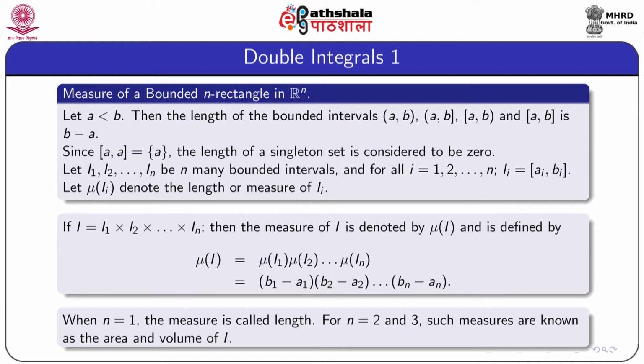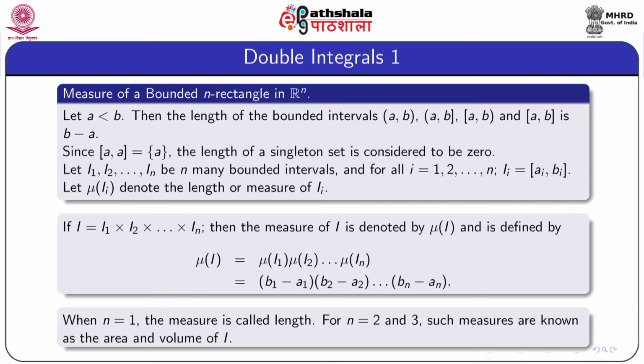Now we discuss the measure of a bounded n-rectangle in Rn. Let a be less than b. Then the length of the bounded intervals (a, b) open on both sides, (a, b], [a, b) and [a, b] is b minus a. Since the closed interval with both endpoints a is nothing but the singleton set {a}, the length of a singleton set is considered to be 0.